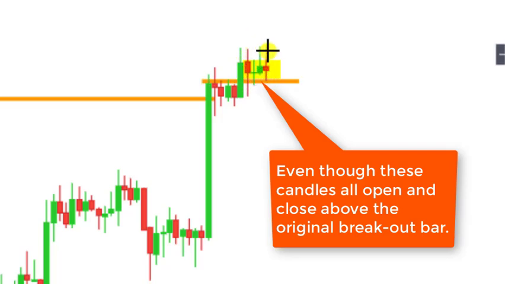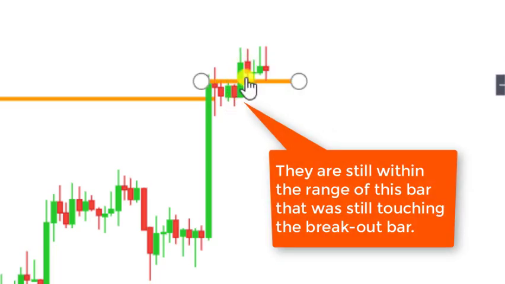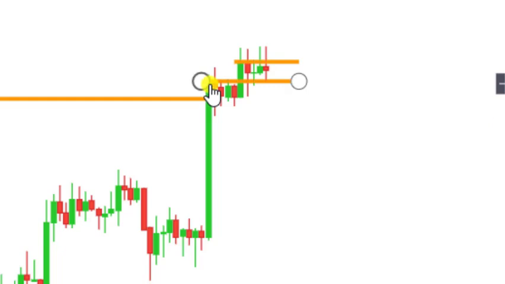Even though these candles are outside of the range of this breakout bar, they're still inside the range of this candle that was extending this level. Because each time it extended with a breakout bar, but it still touched the resistance zone, the subsequent bars were all inside of those breakout bars. So only extensions of the same zone, it was stretched upwards.